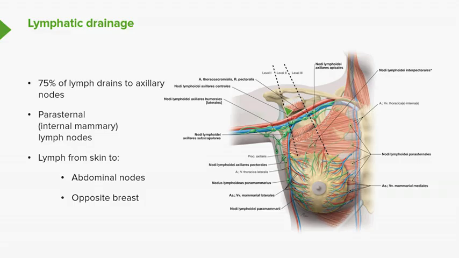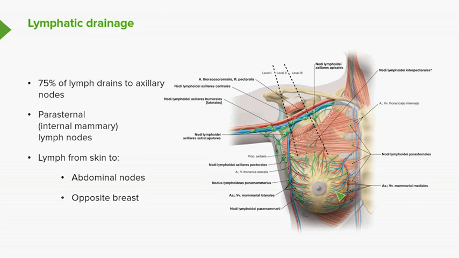They lie lateral to the pectoralis minor. Level 2 lymph nodes clinically are said to reside underneath the pec minor. And then level 3 axillary lymph nodes lie medial to the pectoralis minor. 75% of the lymph is directed into these axillary nodes.